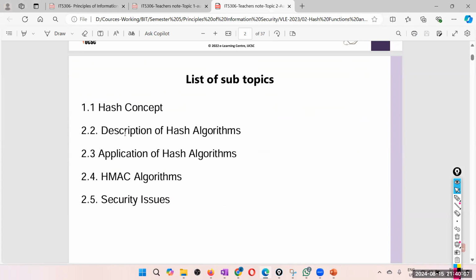So hash concept, description of hash algorithms, application of hash algorithms, HMAC algorithms, and security issues.